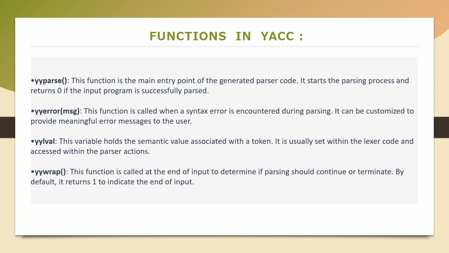yylval: this variable holds the semantic value associated with a token. It is usually set within the Lexer code and accessed within the parser actions. yywrap: this function is called at the end of the input to determine if the parsing should continue or terminate. By default, it returns 1.